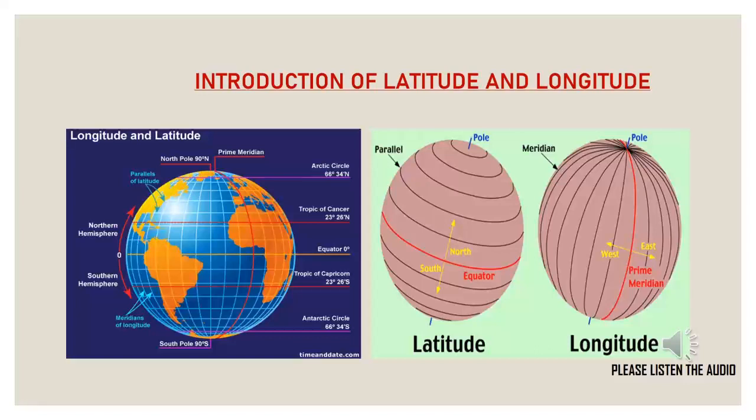There are a total of 360 meridians of longitude, and longitudes have no natural meridian of reference at which their numbering can begin. In the 1880s, an international conference selected the meridian passing through the Old Royal Observatory at Greenwich, in England, to be known as the prime meridian. So this is the complete formation and introduction of latitude and longitude.